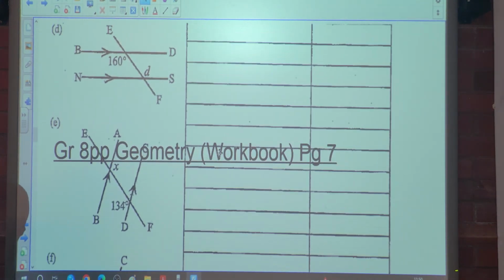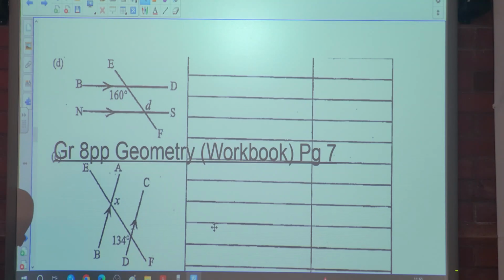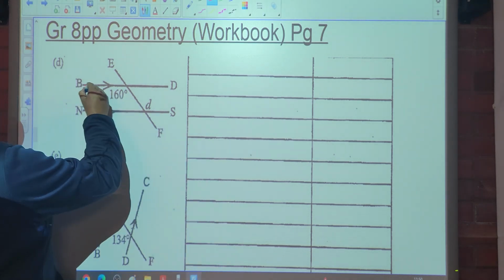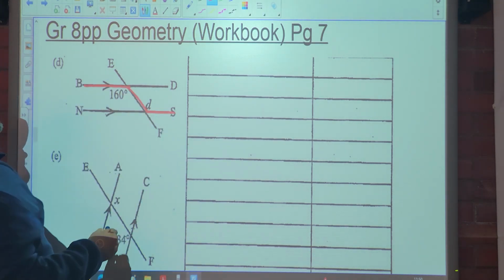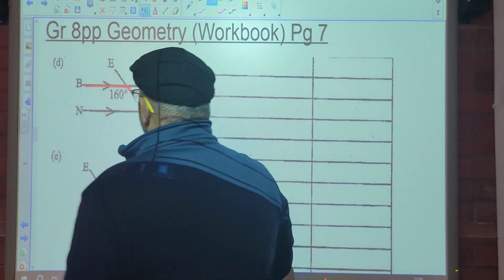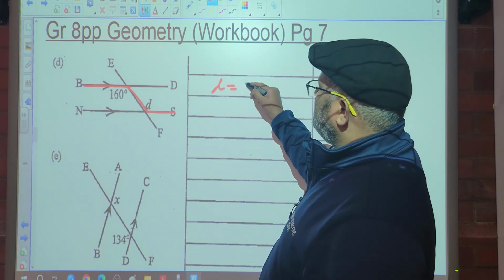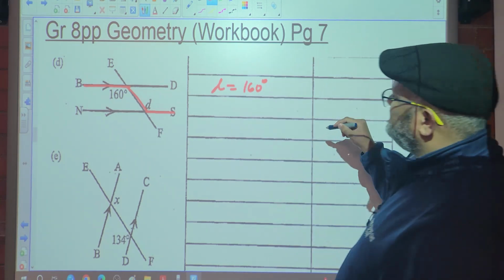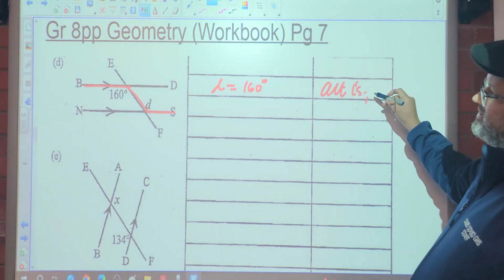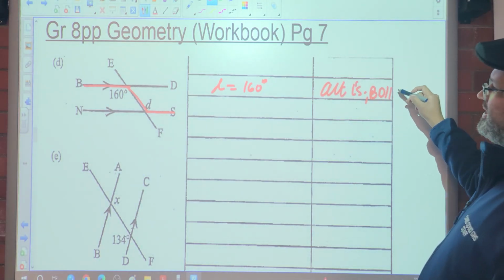D. I'm going to calculate D. Again, alternate angles. It's just showing you all the different ways that Z can be written. So D is 160. Why? Alternate angles with BD being parallel to NS.